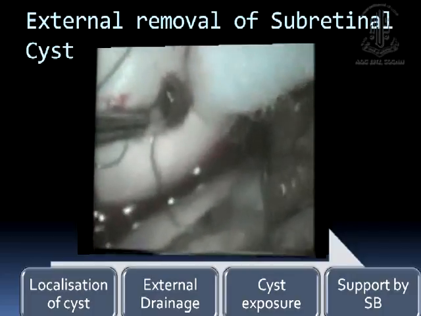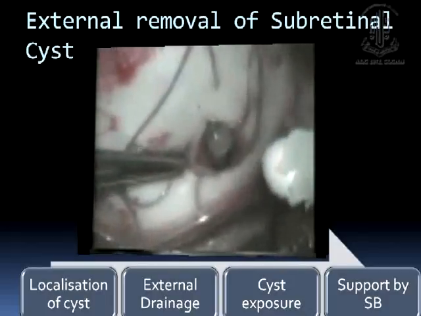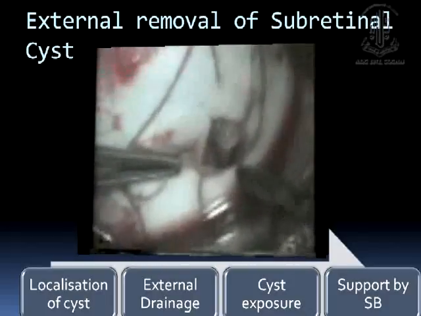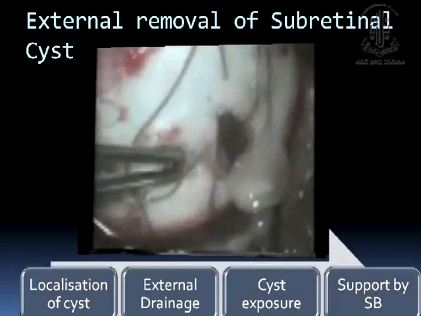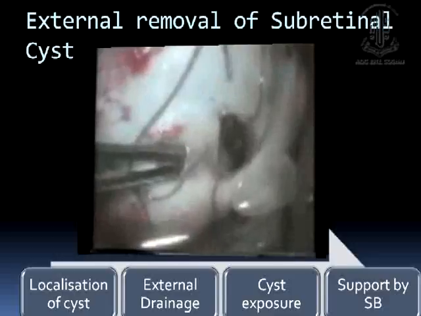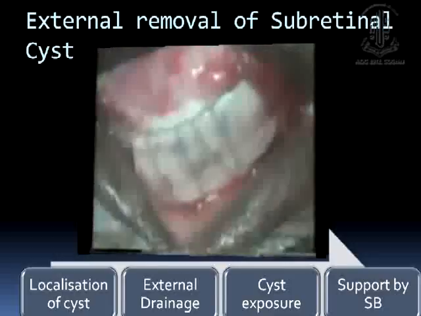Once the cyst wall has been exposed, you can use a cryo tip to remove it. Here you see the cyst pops out. There is drainage of subretinal fluid. You close up the drainage site to prevent hypotony and then support this area with a buckle.